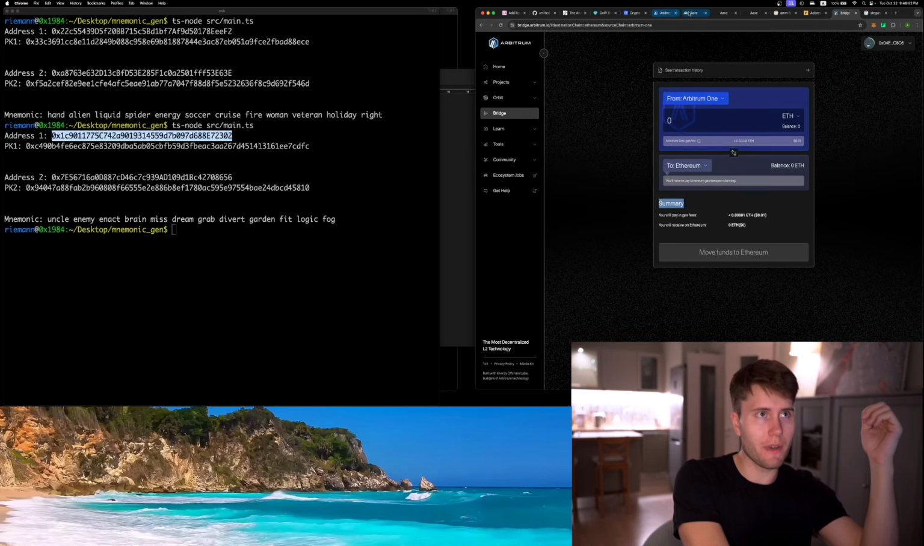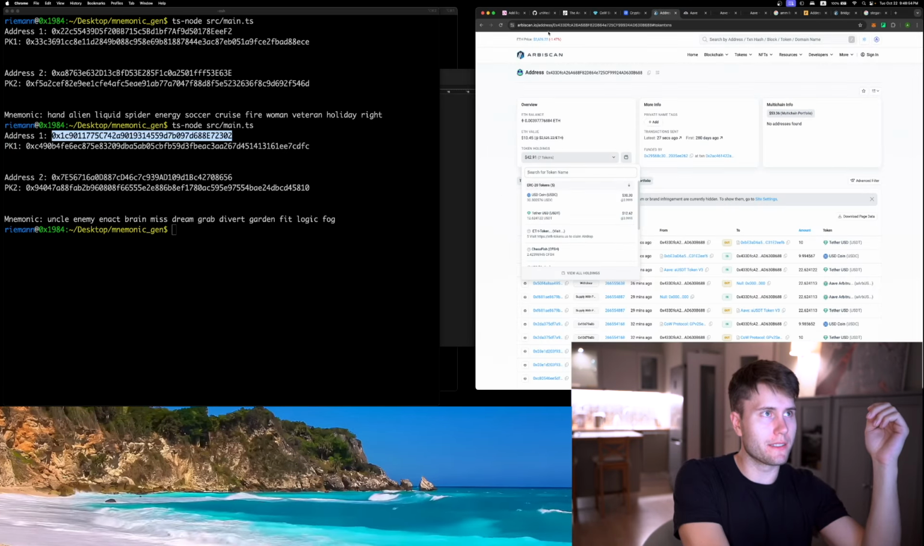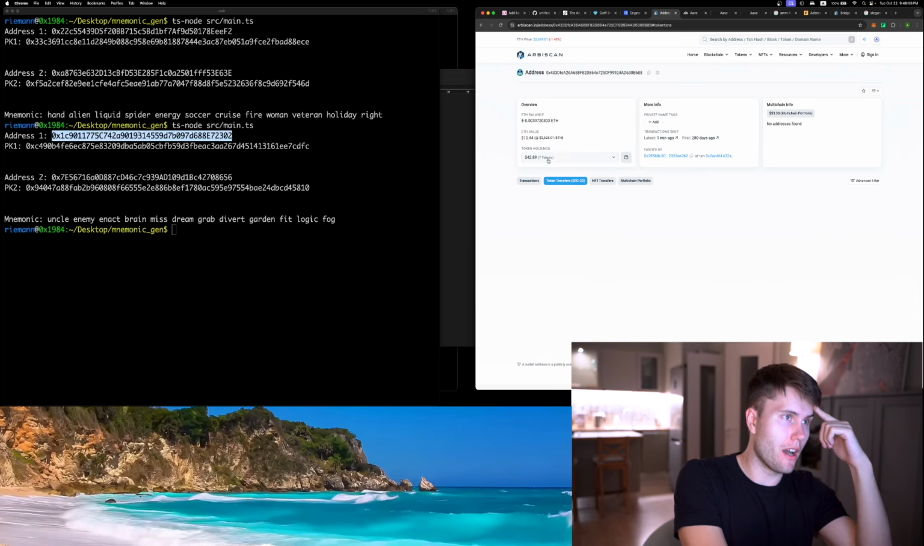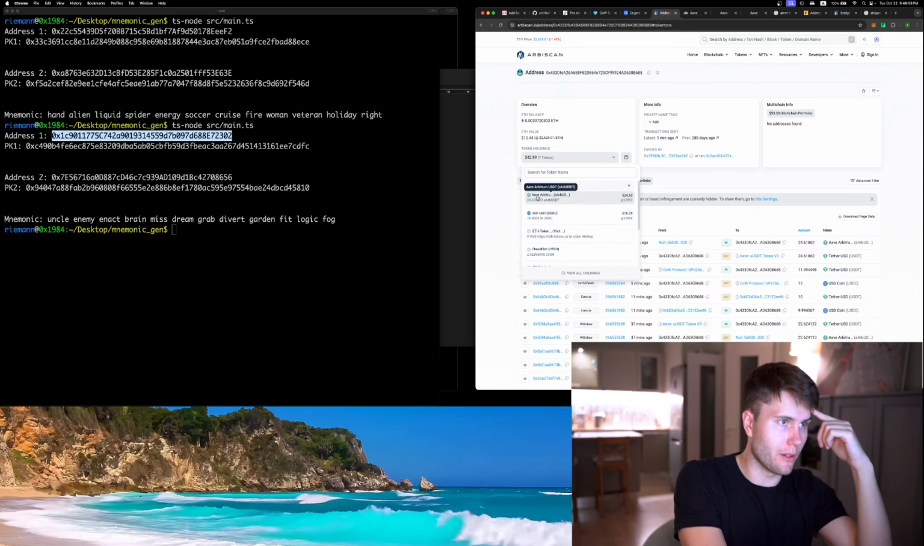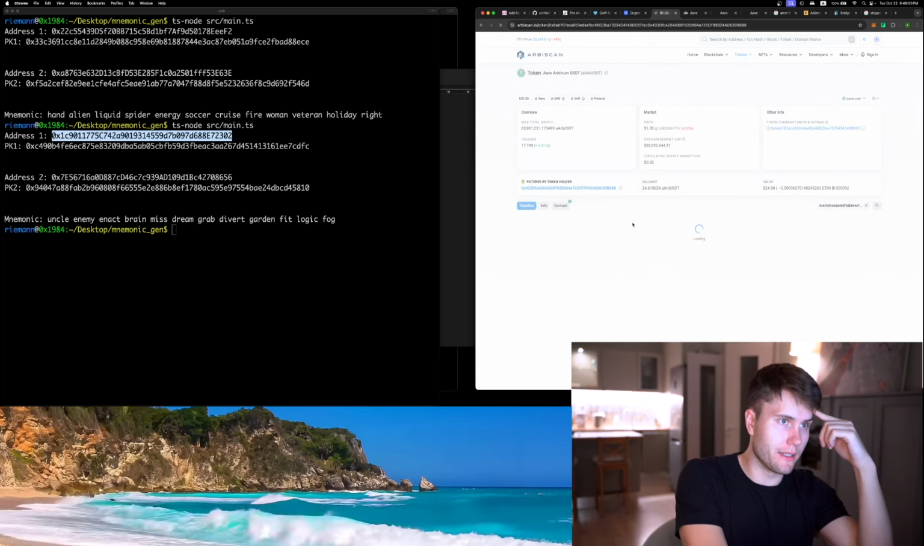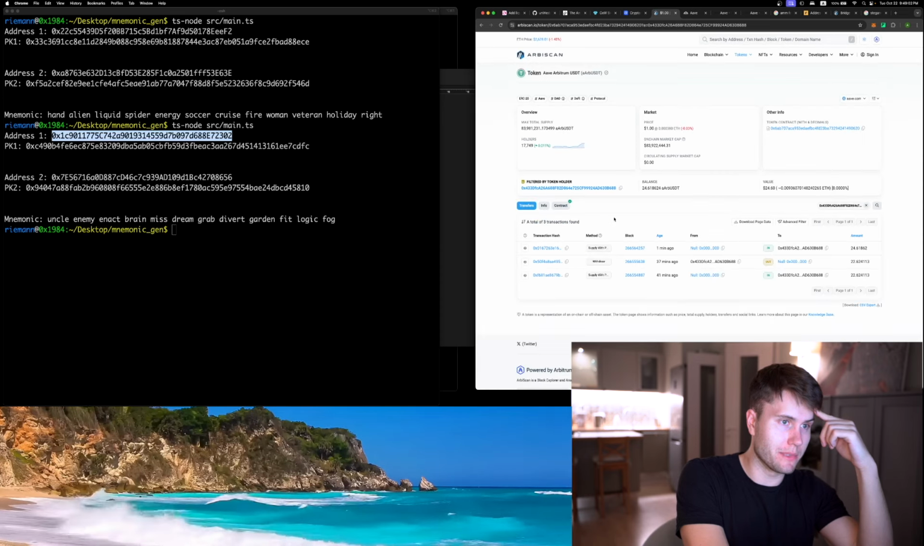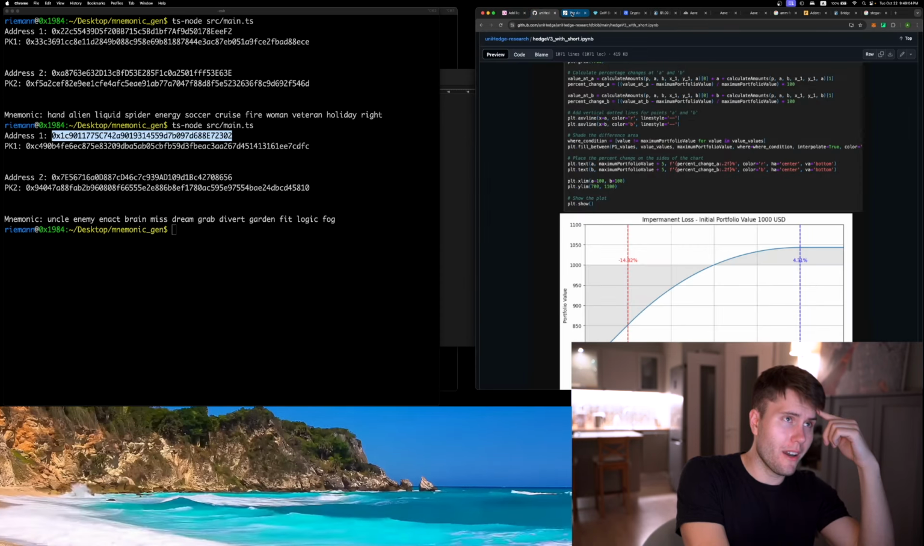But anyways, here's my address. Let's reload this and you'll see that I have Aave tokens now. So, Aave Arbitrum tokens. This is the 24 USDT that I supplied. All right, so that's pretty much it.